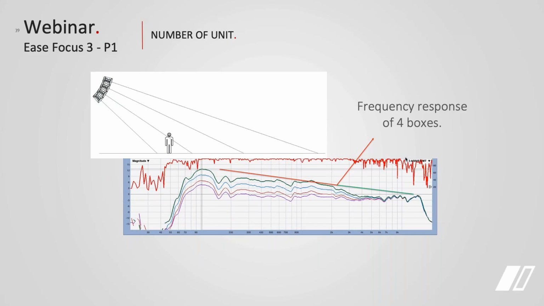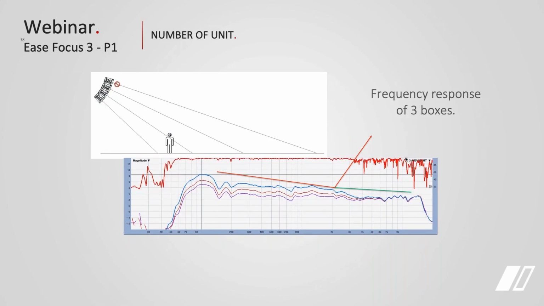This is the reason why all of our boxes have number of units. Number of units is pretty much our array compensation. It's going to bring those high frequencies back to where they need to be, so that the PA sounds the same way as one box.